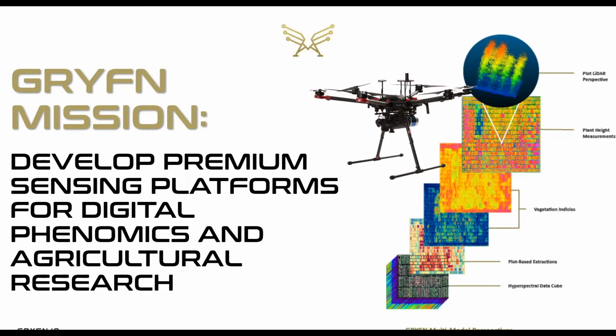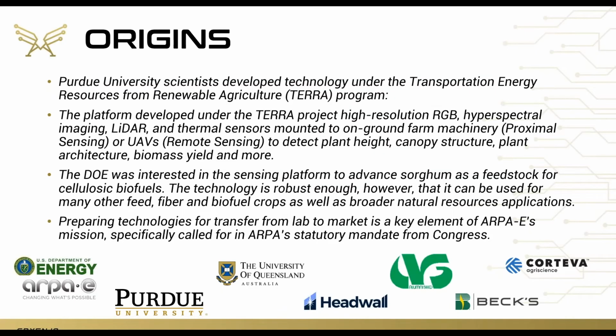So again, starting off with what Griffin is, our focus is on developing premium sensing solutions for digital phenomics and agricultural research. We have applications far beyond agriculture, but that's really our origin. That's where we started. We were fortunate to be a part of a Terra grant from the Department of Energy ARPA-E program in cooperation with Purdue University.